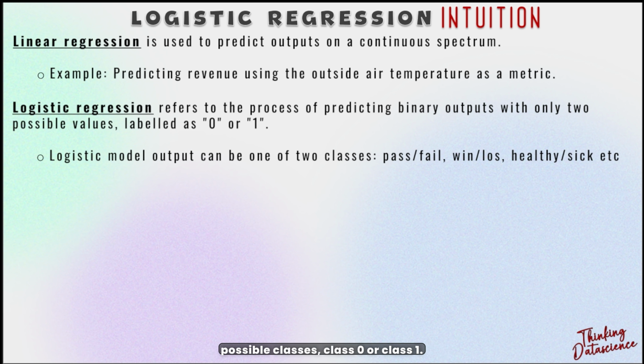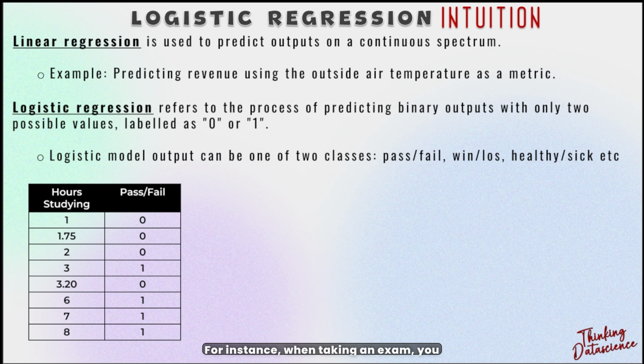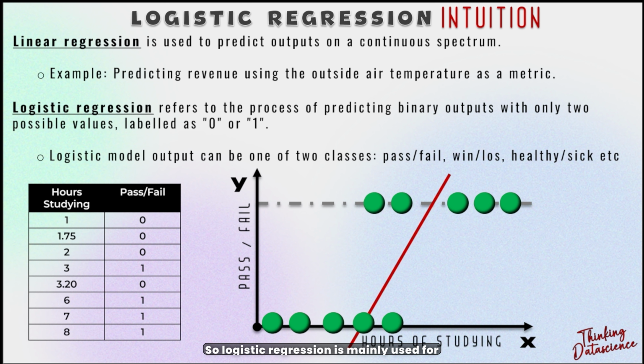possible classes, class 0 or class 1. For instance, when taking an exam, you can either pass or fail, or when playing the lottery, you can either win or lose. Similarly, during a yearly body assessment, you can either be healthy or sick, and so on. So, logistic regression is mainly used for classification purposes to determine the probability of an event occurring. Therefore, it is an entirely different approach compared to other regression techniques.